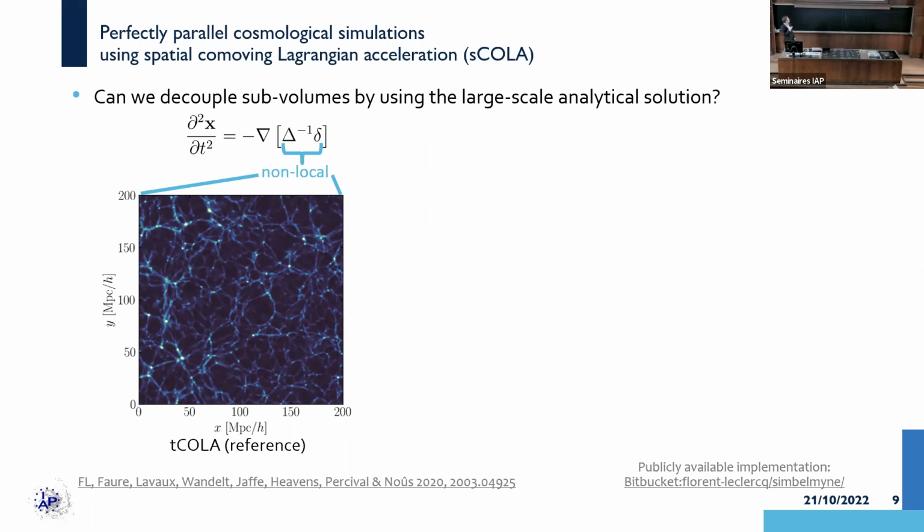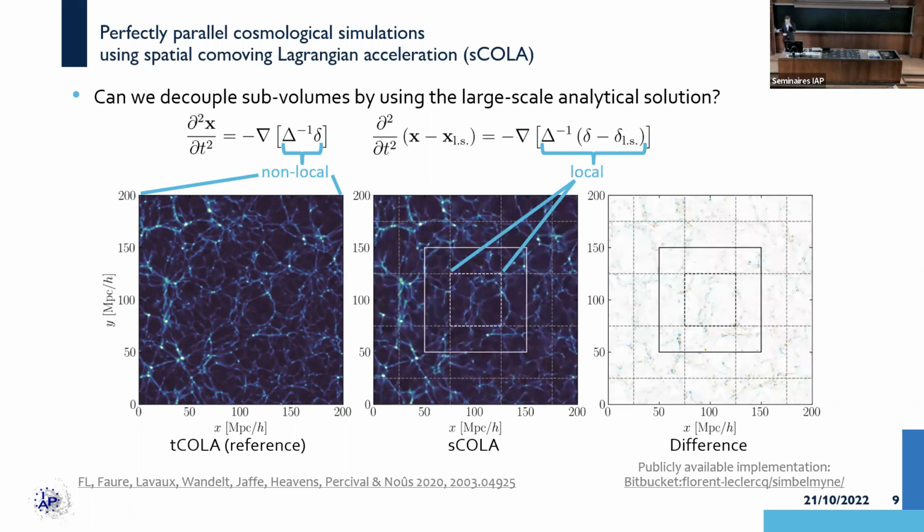So essentially the story is, can we build a framework such that, in order to solve for the accelerations, we have this non-local term here coming from the full gravity field? Now, can we just make a change of frame of reference and use the large-scale analytical solution? If we place ourselves in this new frame of reference, then the source term becomes local, and that means that we can essentially run sub-boxes of the full simulation box, and then stitch together all of the pieces. All of this within some degree of accuracy. This is a framework called spatial co-moving Lagrangian acceleration, SCOLA, because that frame of reference here is computed by Lagrangian perturbation theory.